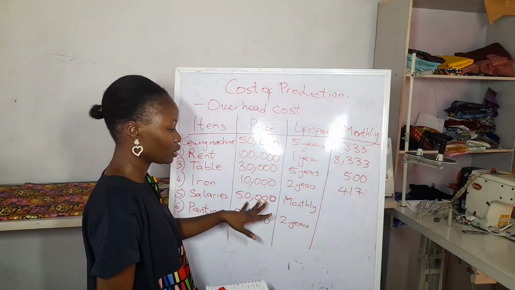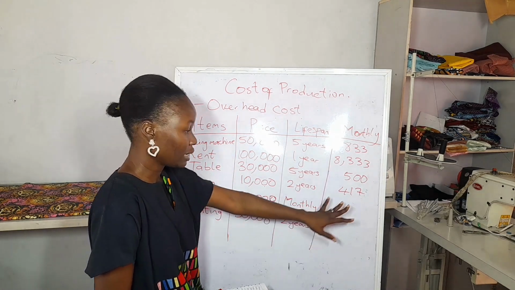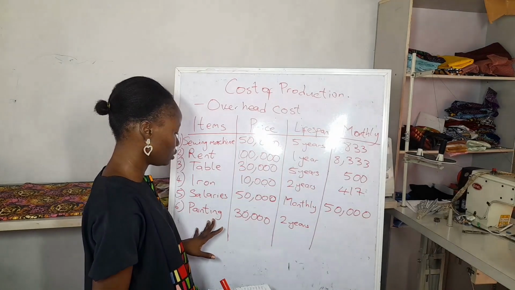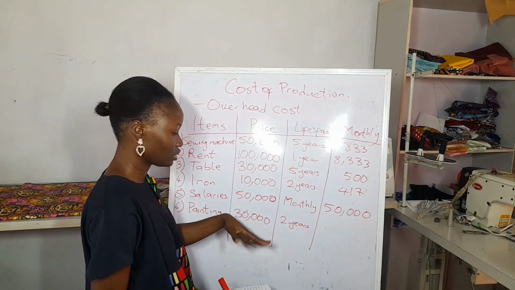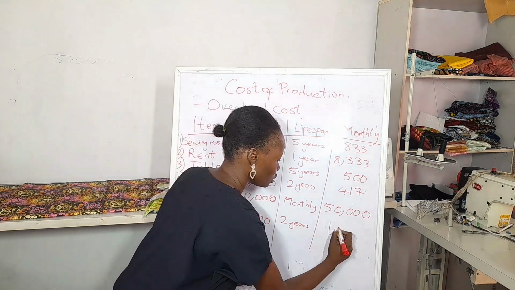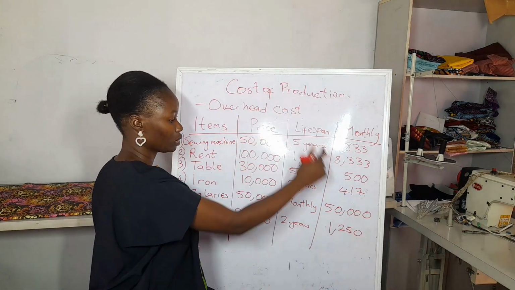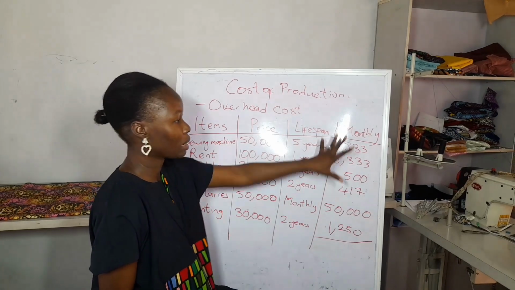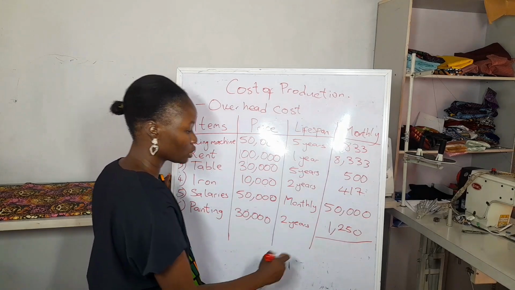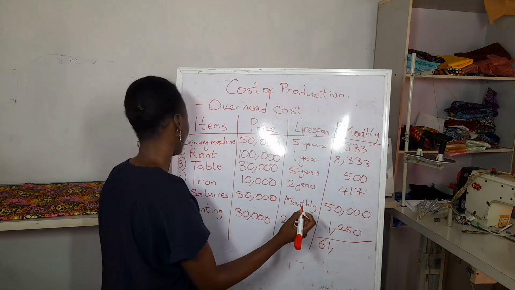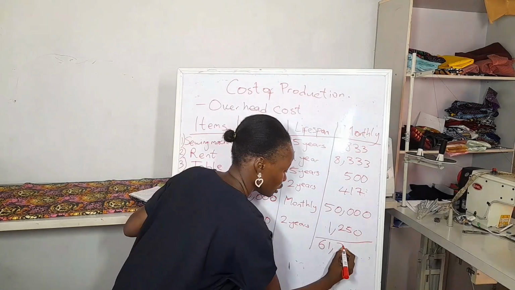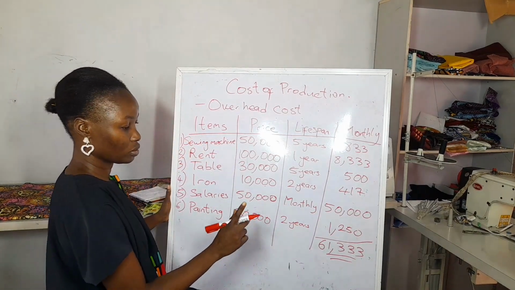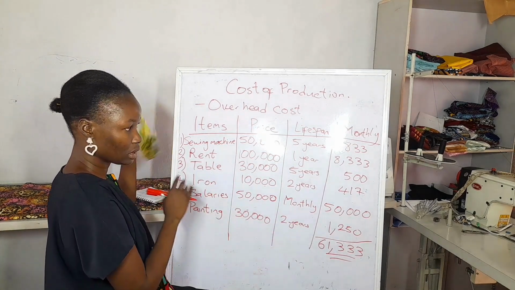Now to my salaries. This salary is monthly, so I'm not dividing it; I'll just rewrite that 50,000 here also. Now for my painting, 30,000, 2 years, that means 30,000 divided by 24, which gives me 1,250. So I'll add all I have here. This is my monthly overhead cost, and the total gives me 61,333. So my monthly overhead cost is 61,333. Please let's note that.